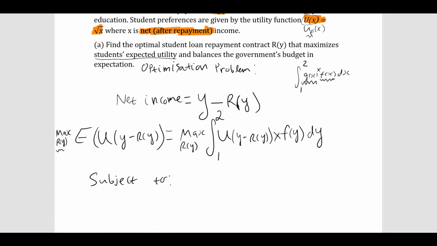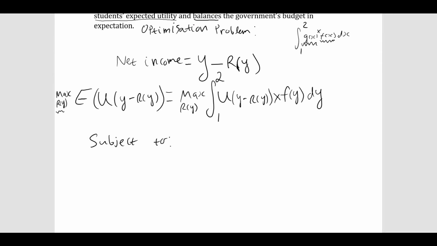and it has to balance the government's budget. Now, for it to balance the government's budget, the expected value that the government gets back, which is just going to be given by the integral from 1 to 2 of r(y) f(y), again the expectation definition, needs to be a half, because then the budget will be balanced exactly, and they can expect to get back what they've given out.